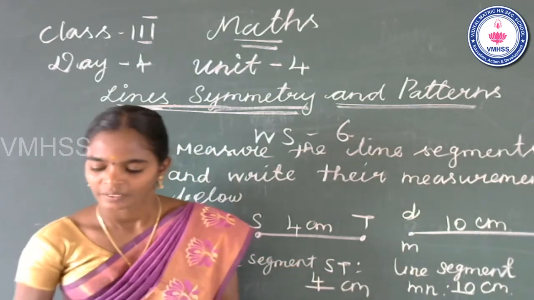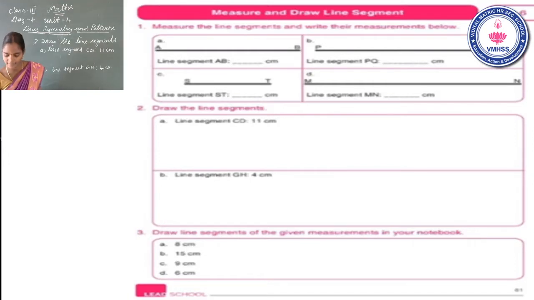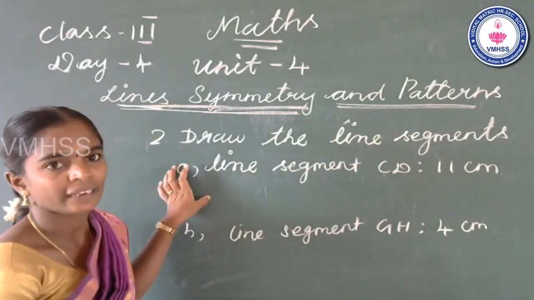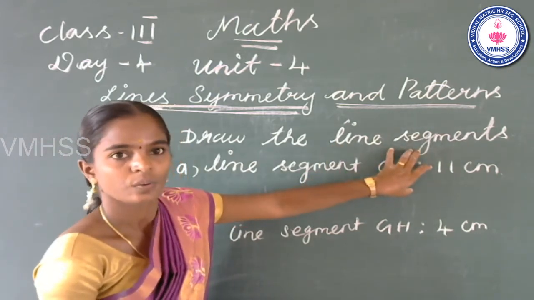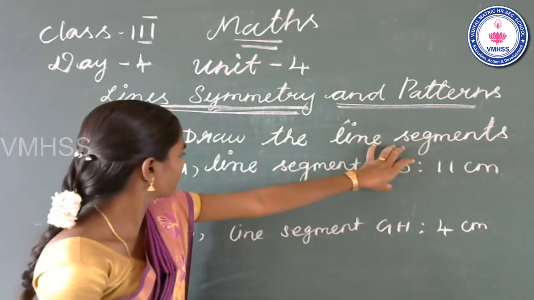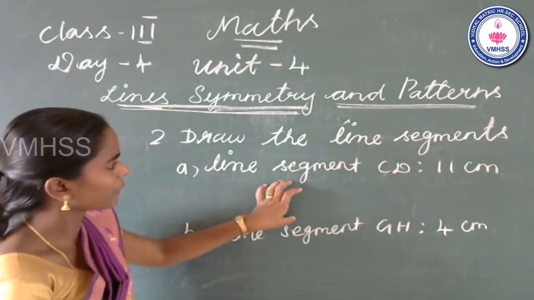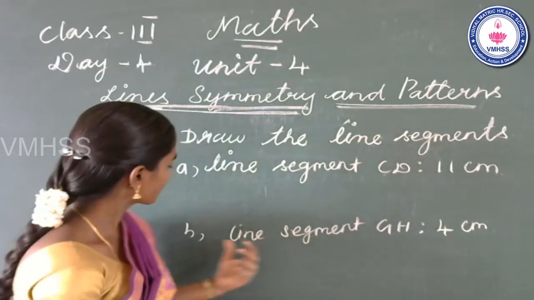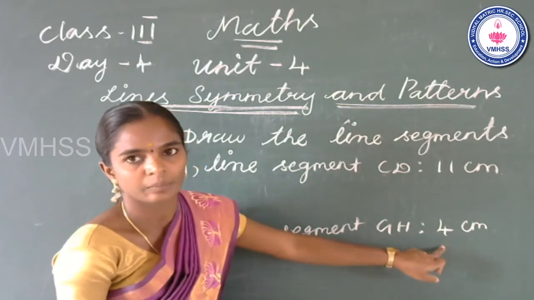Okay, children. Next one now. Children, next second question, listen. Students, listen. Second question, draw the line segments. First A question, line segment CD 11 centimeter. Next B question, line segment GH 4 centimeter.